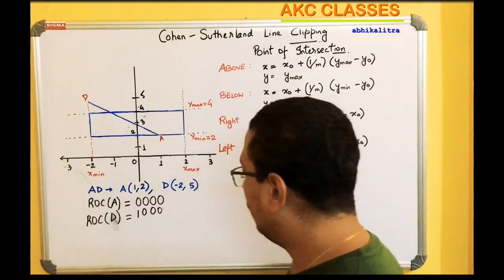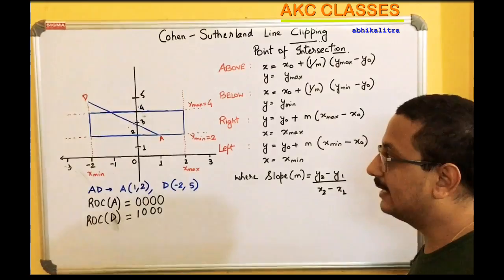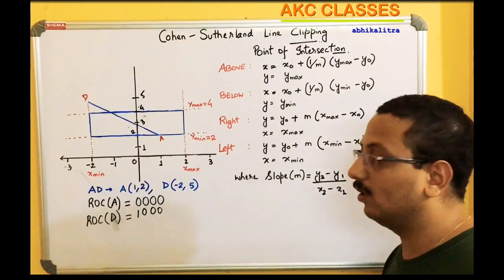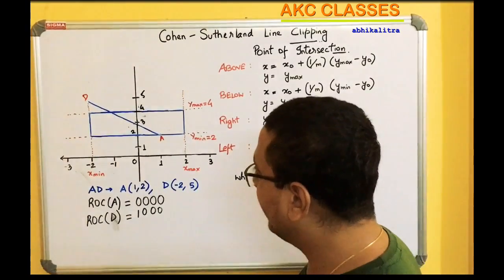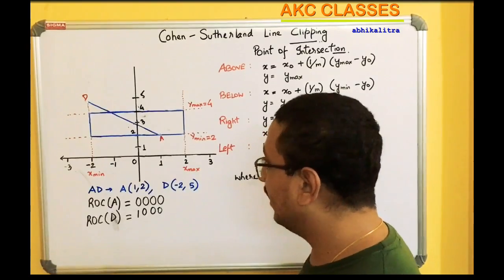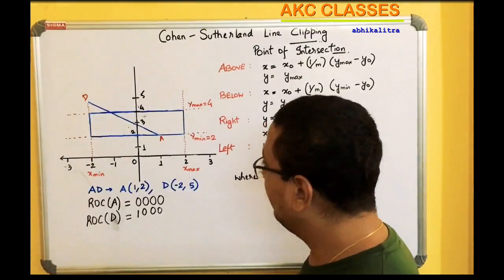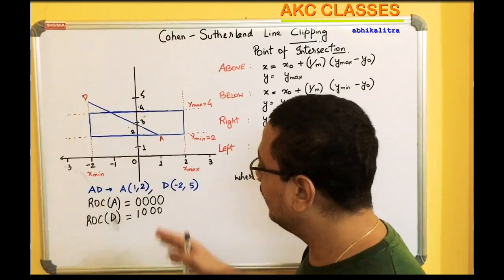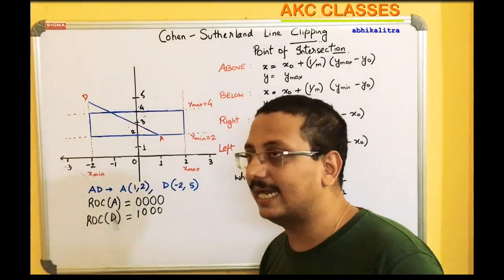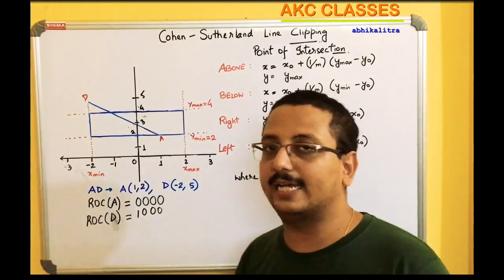So if I just do a logical AND operation, then we'll understand whether this particular line is acceptable or not. I have already told in my previous video also, that when we are going to calculate the logical AND, before that we have to understand whether this particular line is trivially accepted or not.